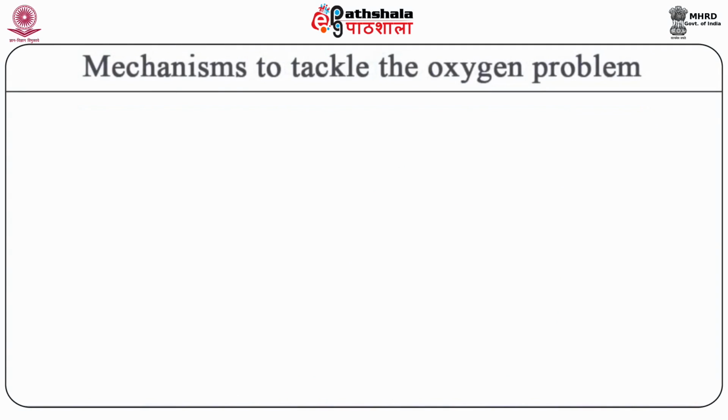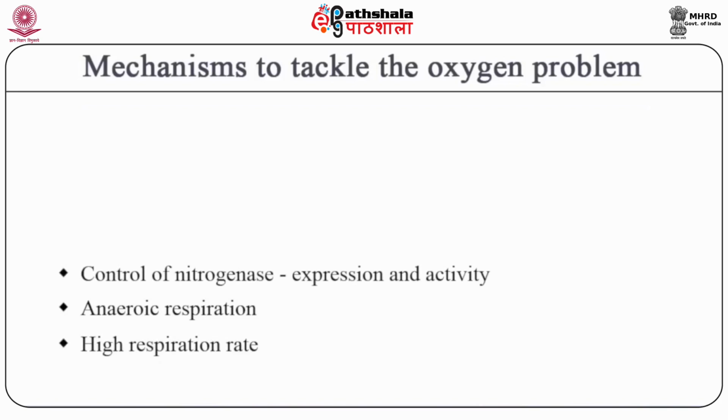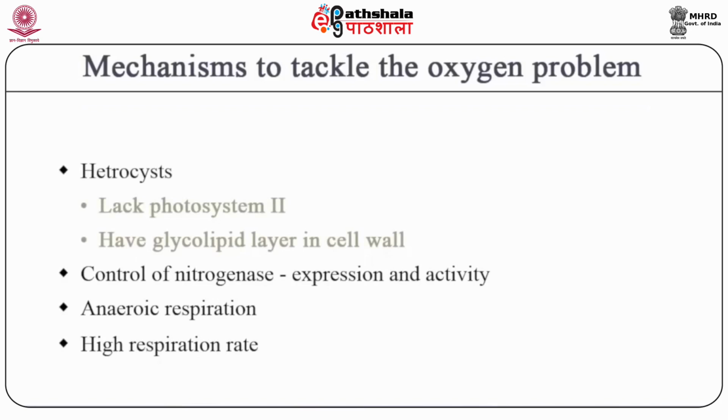The problem of oxygen inhibition of nitrogenase enzyme is a crucial one, and various mechanisms are adopted to overcome this problem. These include anaerobic respiration, modified respiration rate, regulation of nitrogenase gene expression, and the presence of specially modified cells known as heterocysts in the nitrogen-fixing species. Leg hemoglobin is yet another mechanism of preventing the damage due to oxygen. Let us look at each of these mechanisms in more detail.